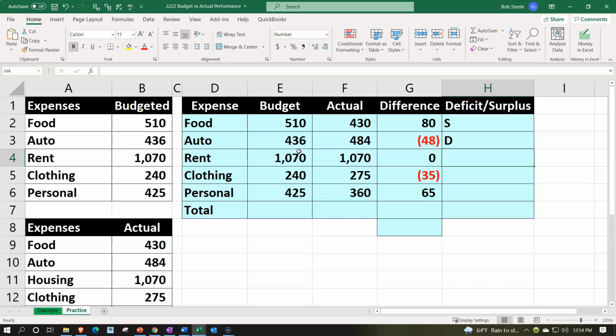And then on the rent, you'll see I'm going to call this NA because you would expect the rent to come out even. It's the same on both the budget versus the actual. How did that happen? Did you guess perfectly? Do you have a crystal ball? No, because I signed a year lease and the rent's the same until I sign the next lease. That's what we call a fixed cost. I have no control over it.